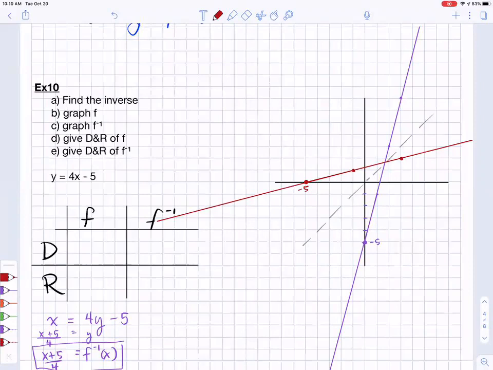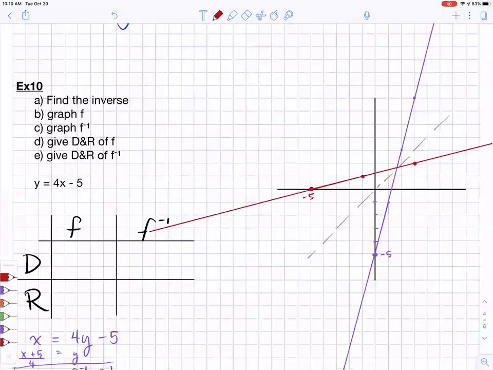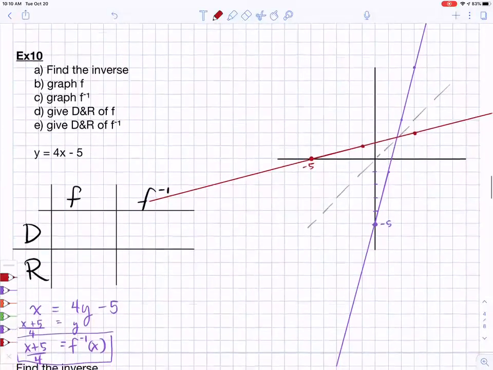But you notice on my picture, I have the y equals x line. It's in gray. It's a dashed line. And it's pretty easy to see that my two lines are mirror images around that y equals x line. Okay, so that lines up with, no pun intended, interesting fact number 5.